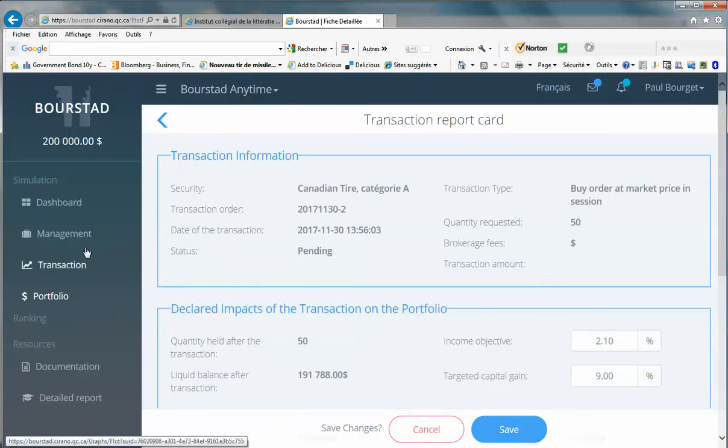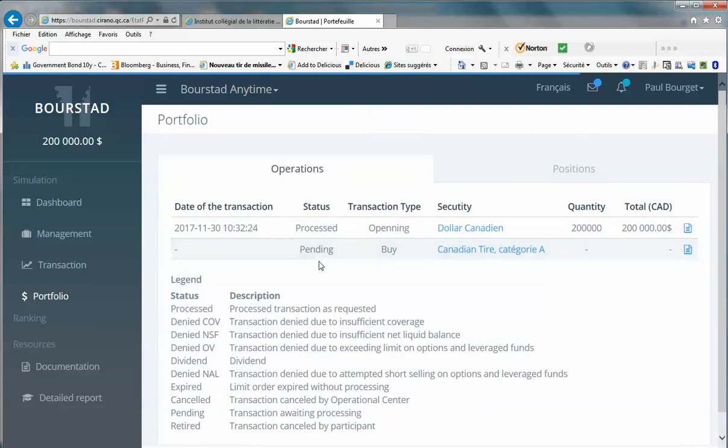Okay. But now if I go to my portfolio, I'll see that I have $200,000 in my portfolio when I created the portfolio, and my Canadian Tire transaction is pending. So we'll stop momentarily this animation, and we'll come back transparently in a few moments to see what happens when the transaction has been processed.